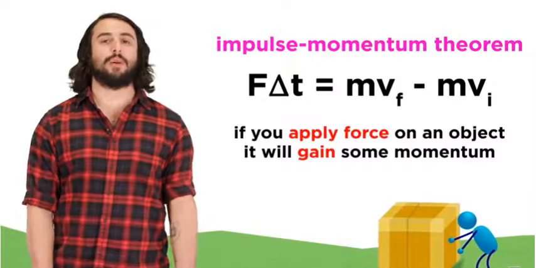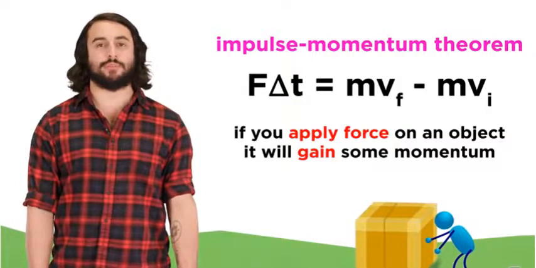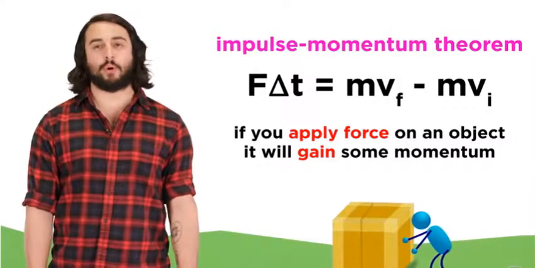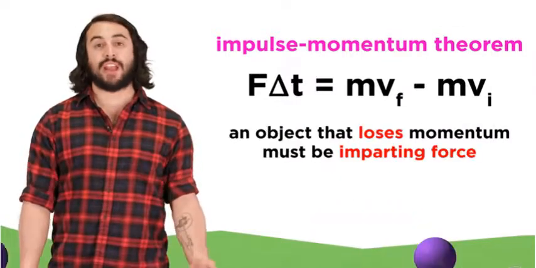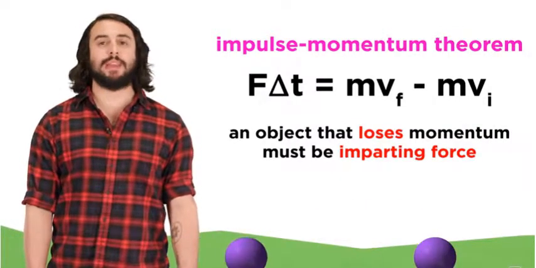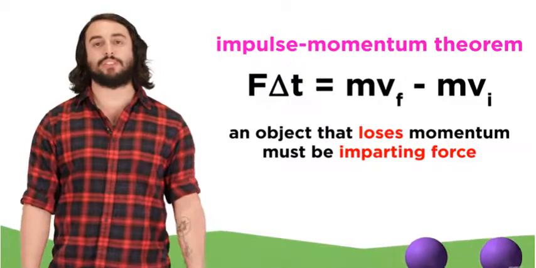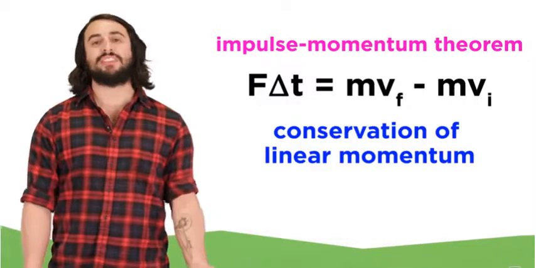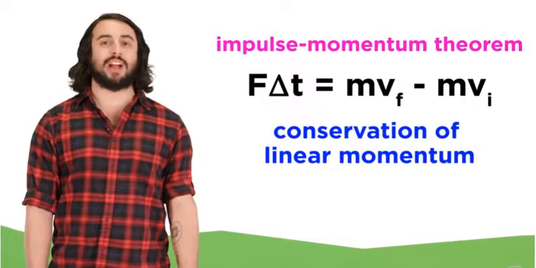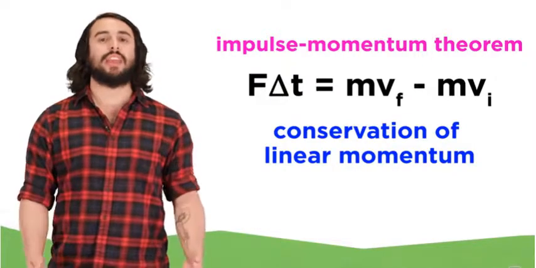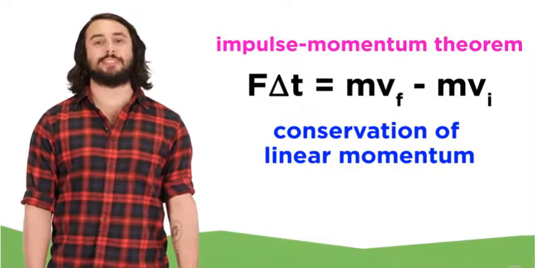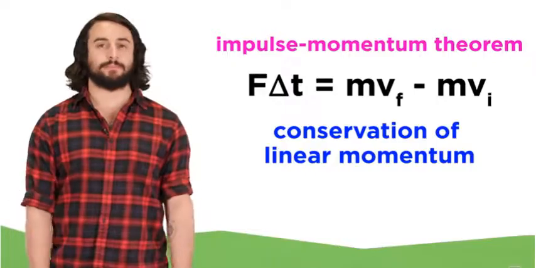So if you apply some force to push an object for some duration of time, that object will gain a proportional amount of momentum. If an object loses momentum, it must be imparting some force to something else over some time period. Just as the work-energy theorem describes conservation of mechanical energy, the impulse-momentum theorem describes conservation of linear momentum.